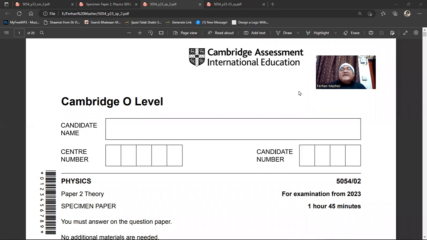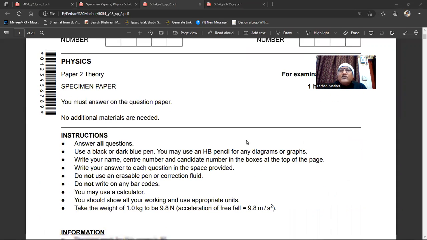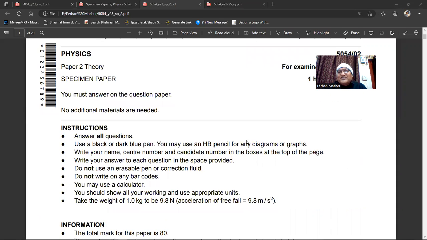So Cambridge Assessment International Education, CAIE. This is a specimen paper of the paper 2, which we call the theory paper. And this is for the examination from 2023. The time allowed is 1 hour 45 minutes. And the special thing is that you have to attempt all the questions.